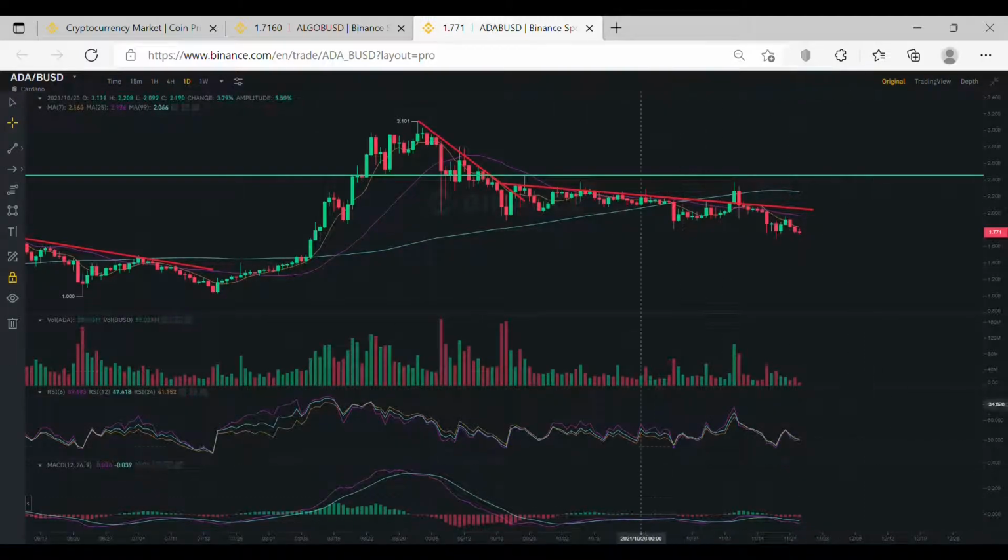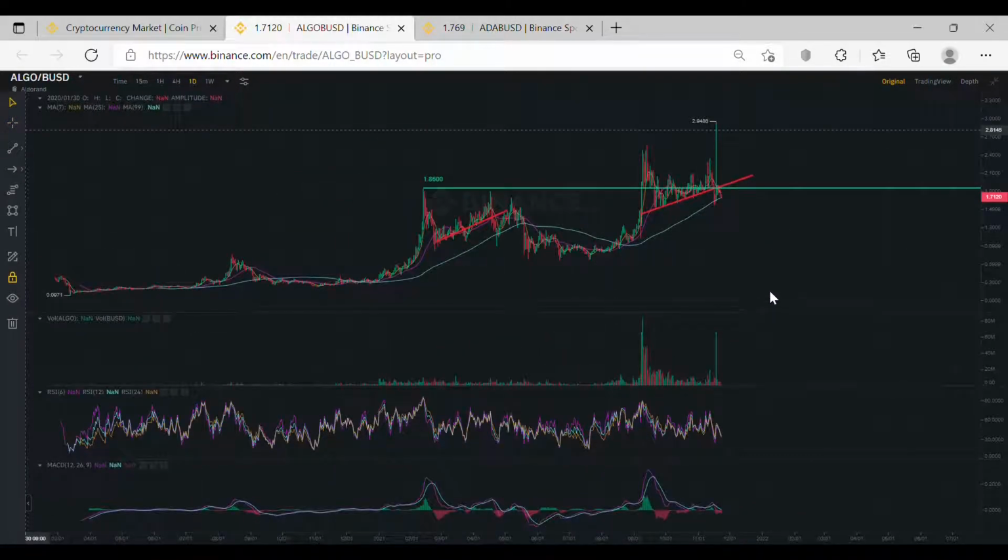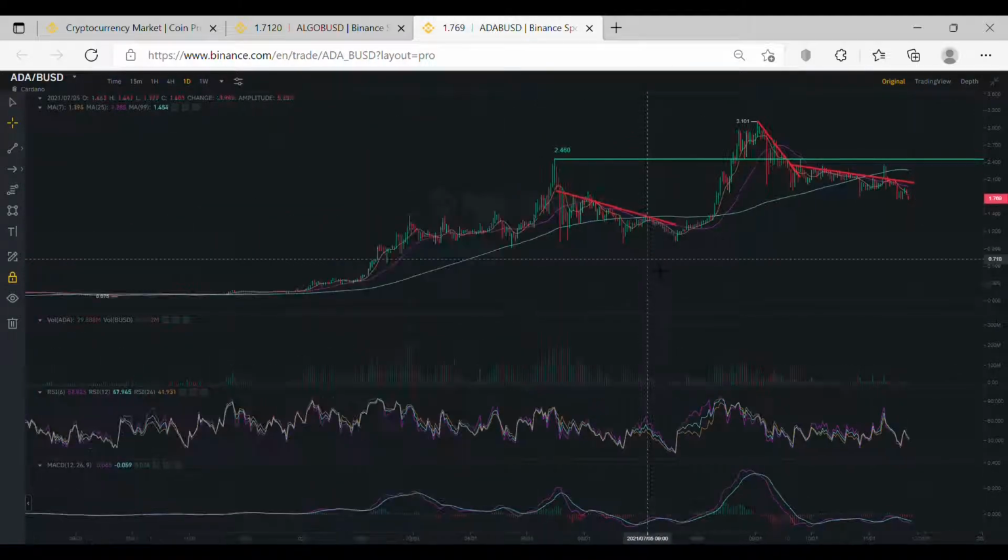So without that, we would have to stick with our assessment that the bears are definitely stronger, and the price will continue to trend downward from here on until we have our signal. So what about Algorand? The price action for Algorand is quite similar.